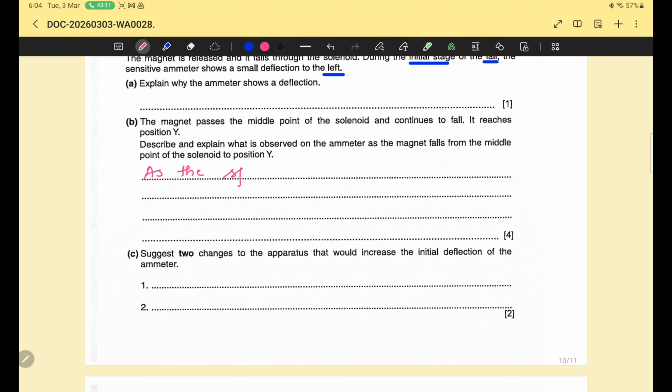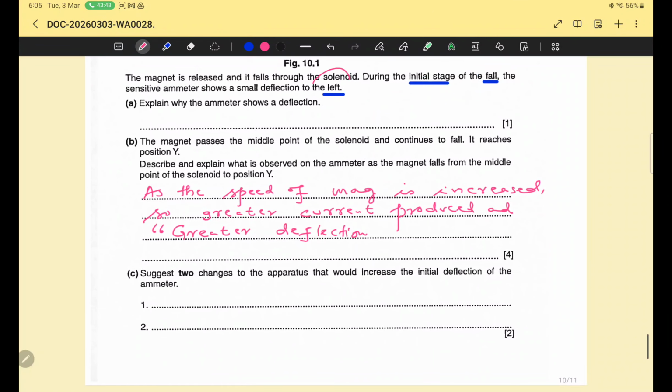As the speed of the magnet is increased, so greater current is produced and greater deflection to the right, as it is leaving the coil.